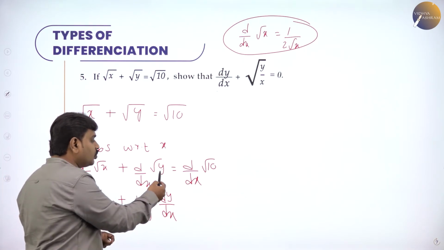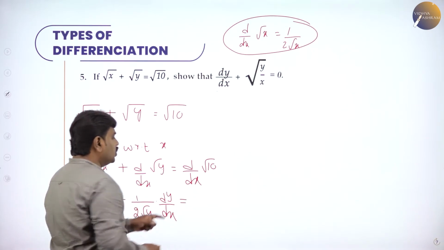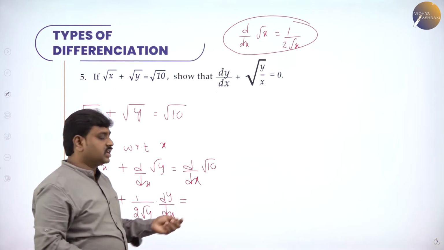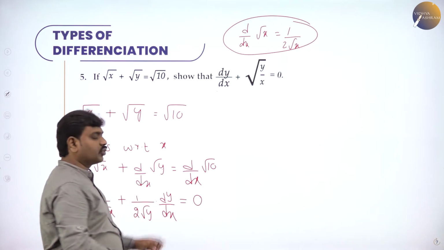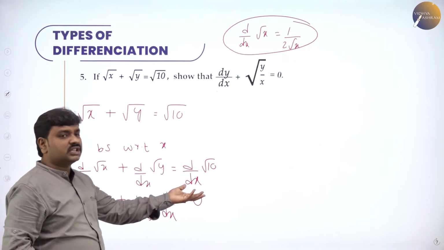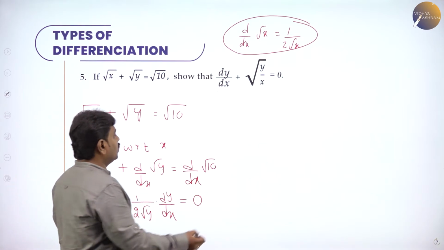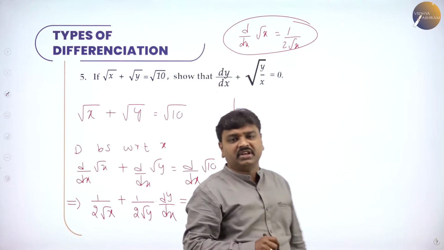Like the derivative of root y is 1 by 2 root y into d by dx of the internal function. Root 10 is also a number, it is a constant. Derivative of a constant is 0. So d by dx of root 10 is 0, because root 10 is an irrational number and it is a constant. Now we have to rearrange this and make dy by dx the subject.